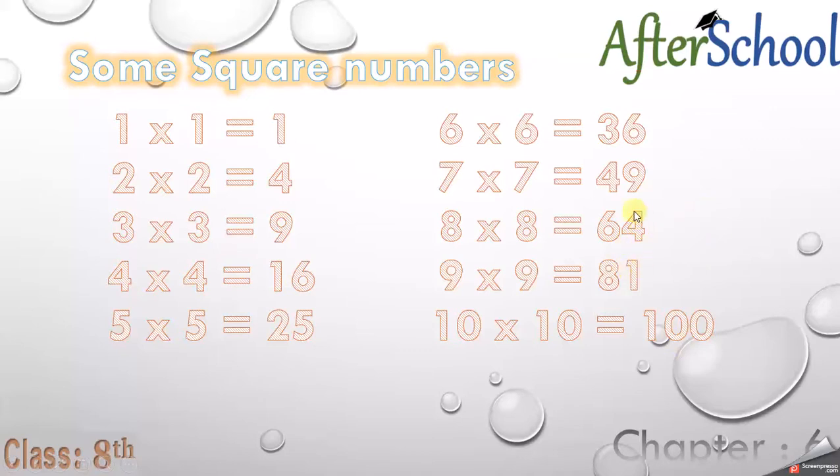So 64 is a square number because it can be obtained by multiplying 8 into 8. Similarly, if we take another example, 36. So 36 is also a square number because we multiply 6 into 6. So 6 is multiplied 2 times to get 36.